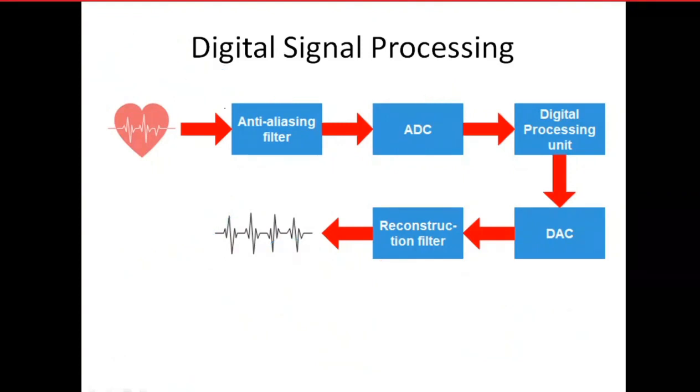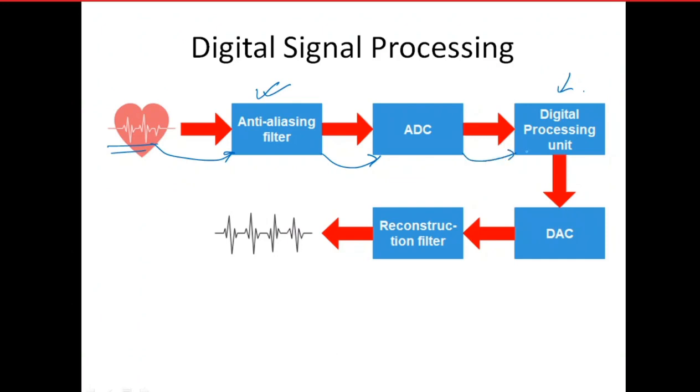Now we know that to make an analog signal compatible for the digital processing unit, we have to take the analog signal and first band limit it using the anti-aliasing filter. Once we have done that, we go to the ADC, the analog to digital converter. It will convert the analog signals, which are continuous time signals, to discrete time signals, and then it will do the quantization.